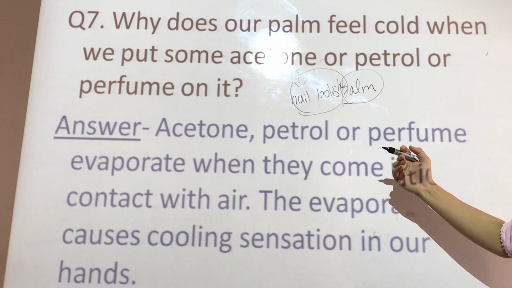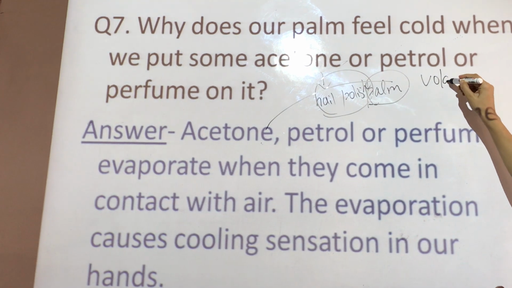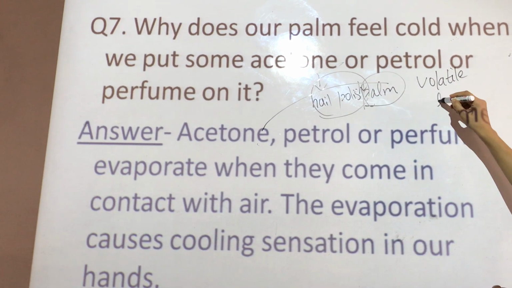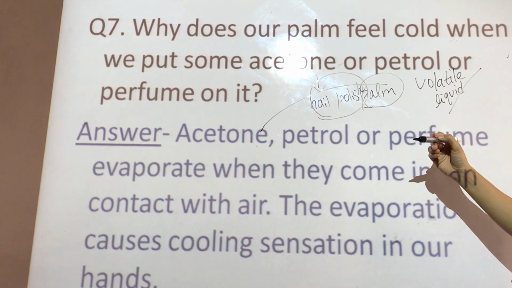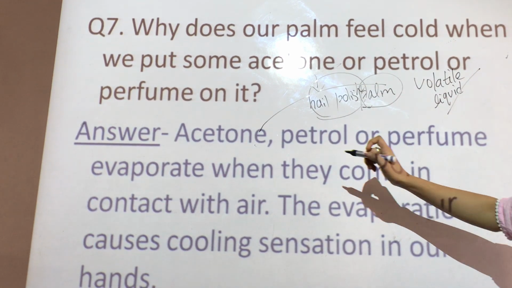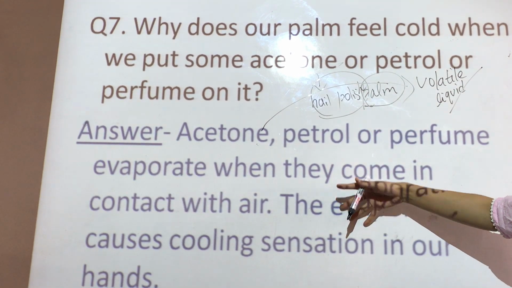Why? Because acetone is a volatile liquid. Volatile liquid evaporates quickly. They evaporate in a fraction of seconds. So acetone is a volatile liquid. Once you keep it in your palm, it evaporates.